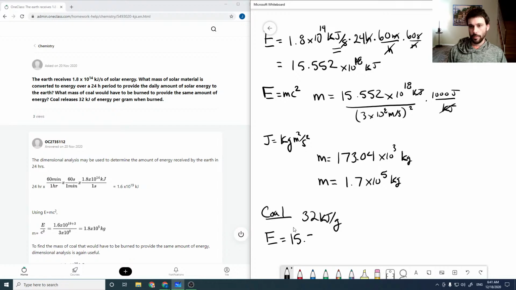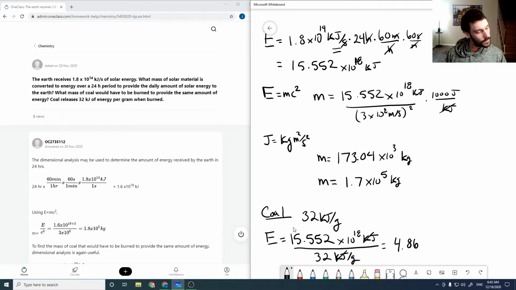So then again, we can use some unit analysis here to find that if our energy is 15.552 times 10 to the 18 kilojoules, then we'll end up with a mass if we divide by 32 kilojoules per gram, because then our kilojoules will cancel and the gram will come up top. And then if we run this through on our calculator, we would get 4.86 times 10 to the 17 grams. And it doesn't ask for a specific unit, so that should be fine. And again, two significant figures would be 4.9 times 10 to the 17 grams.